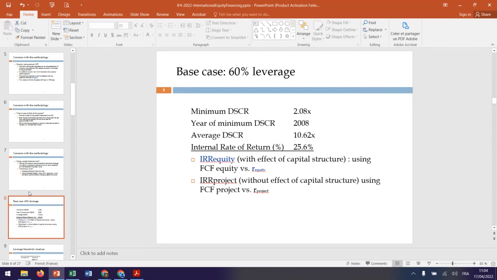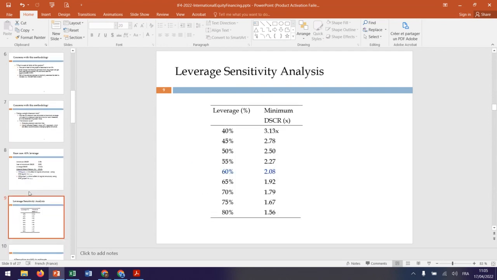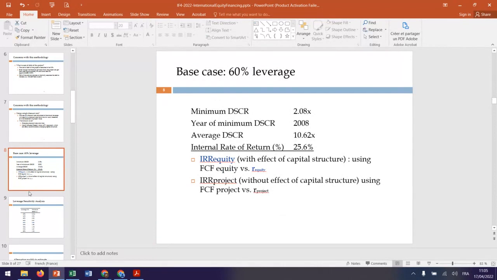Okay, so we have already discussed about this. The base case 60% leverage, you get the IRR equity of 25.6%. But if I adjust my KE or I compute my KE, I can get the range of the KE or the RE to see whether 25.6% is still bigger than the KE. But the idea that we are interested in is to ensure that the minimum IRR equity is bigger than the maximum RE.